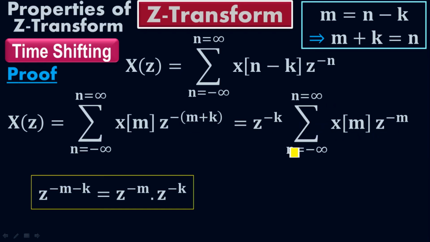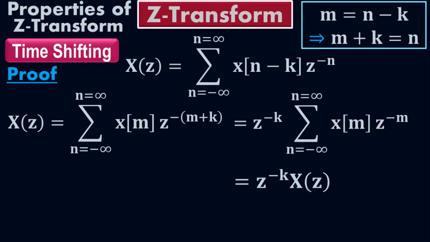Now when you look at this expression, it is the formula of the Z transform, which is the summation of x of m times z to the negative m. So can I write z to the negative k into x of z? Here z to the negative k is this one. And this is the formula of the Z transform. So I simply put x of z for this expression, because the equation of the Z transform equals x of z. So plug in x of z here.